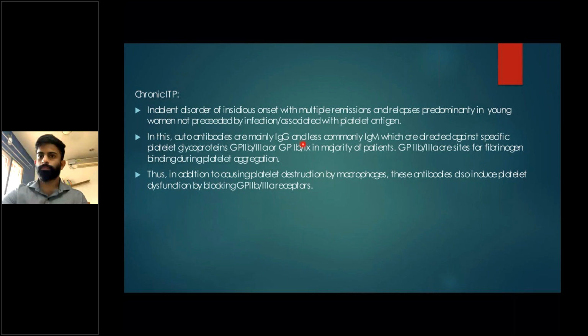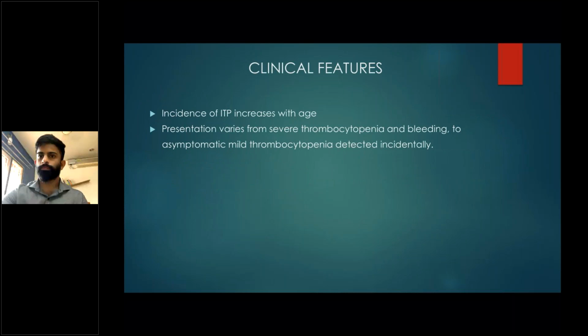So abciximab and tirofiban, etc., can be used in other conditions, but they should not be given in chronic ITP. They are antiplatelet agents which are used to suppress these receptors. So in addition to causing platelet destruction by macrophages, these antibodies also induce platelet dysfunction by blocking GP IIb/IIIa receptors. So you cannot give antiplatelet drugs here because these will be blocking these receptors also. So chronic ITP presents with thrombocytopenia and also decreased function of the platelets because of blockage of GP IIb/IIIa receptors. Right?